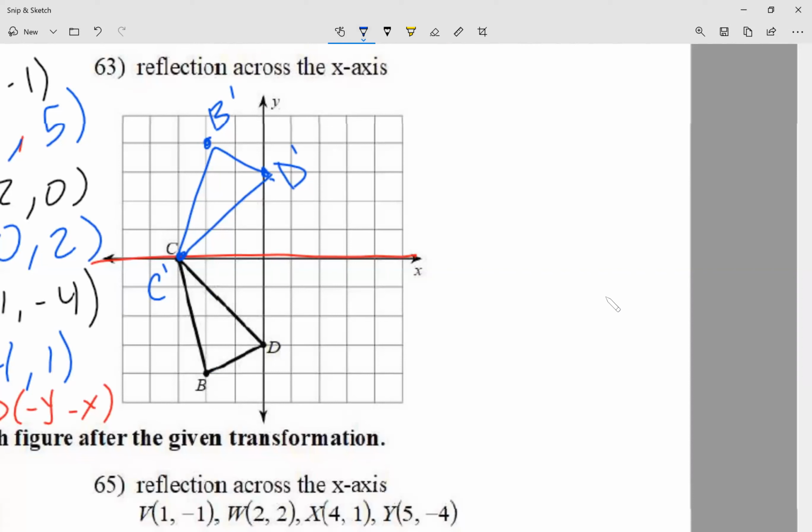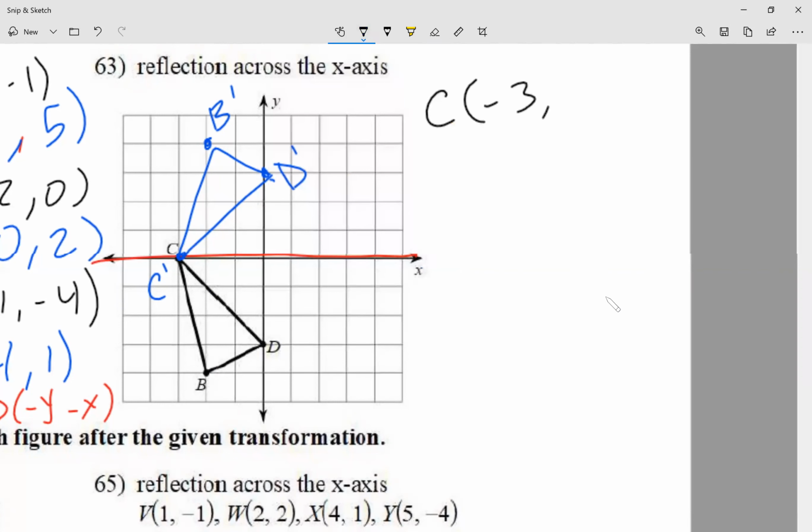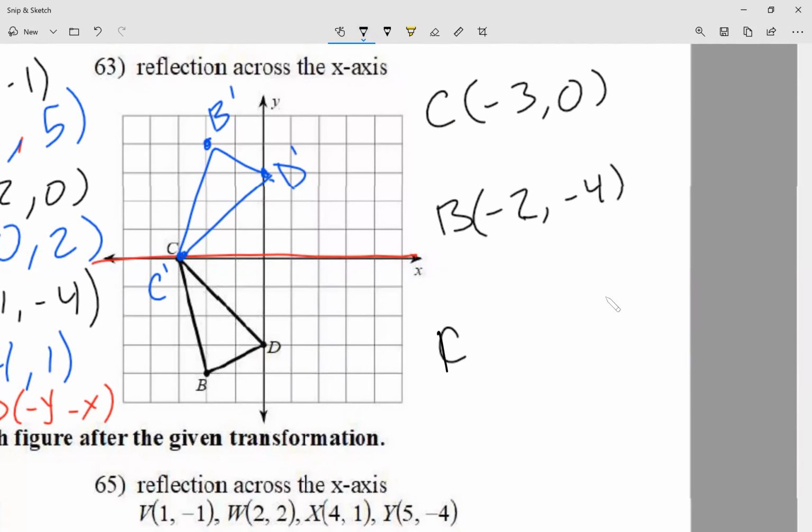Another way we could do this, let me get the original value. So the point C is -3, 0. Point B, except the original points, is -2, -4. And point D is 0, -3.